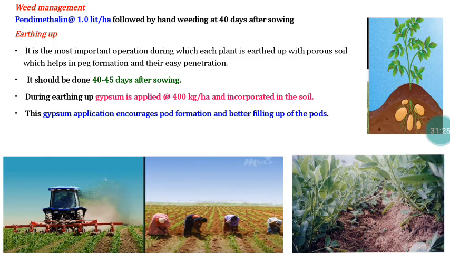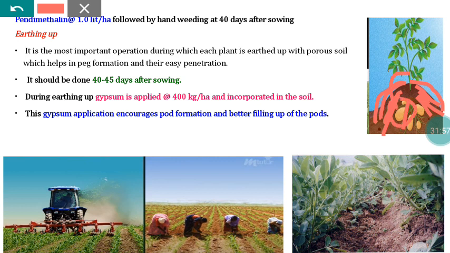Then weed management. Like in the pulses, here also we have to apply pendimethalin at the rate of 1 liter per hectare, followed by hand weeding. Mostly we do the earthing up operation on the 40th day. At that time we can remove the weeds, apply gypsum, and do the earthing up operation. During earthing up, soil should be applied like this. The soil is loosened, and that loosened soil should be applied on the root zone. This will be really useful for the pegs to penetrate very easily and for pod development also to be easy.